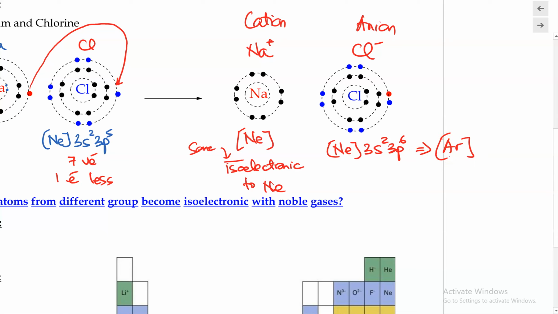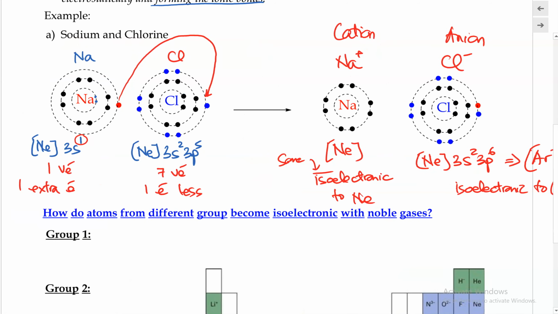So once chlorine has gained another valence electron, it now becomes isoelectronic to argon. So now we have the argon electron configuration, and it's happy as well. So those are the reasons why sodium would like to give the electron to the chlorine, and the chlorine will be very happy with the electron that it has gained.